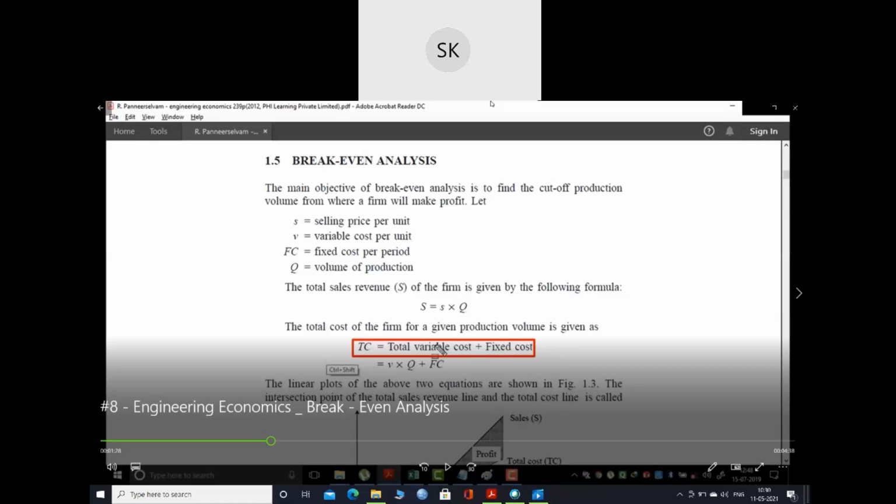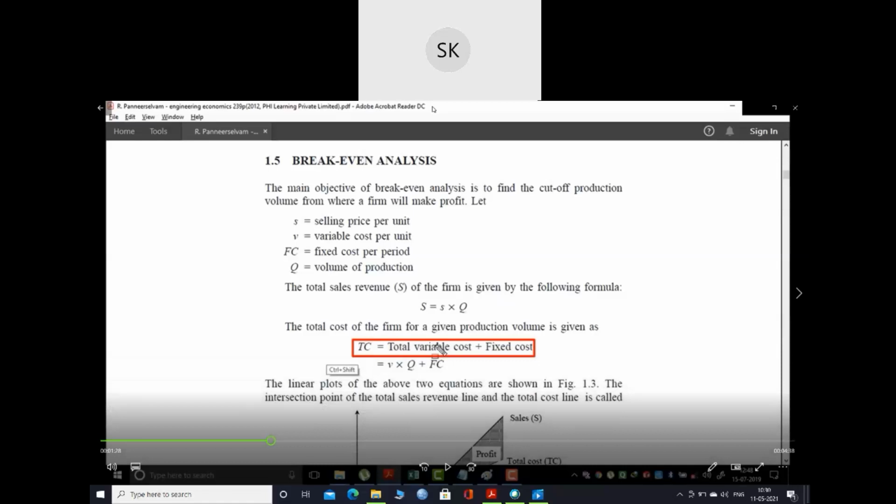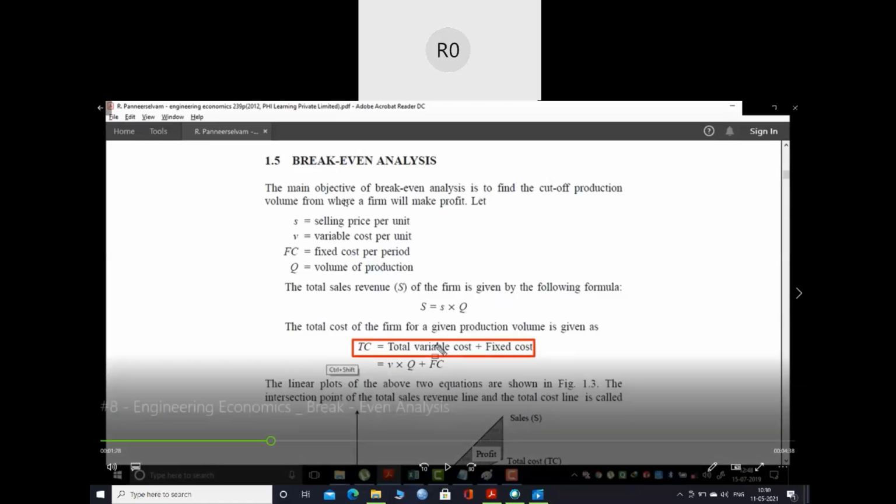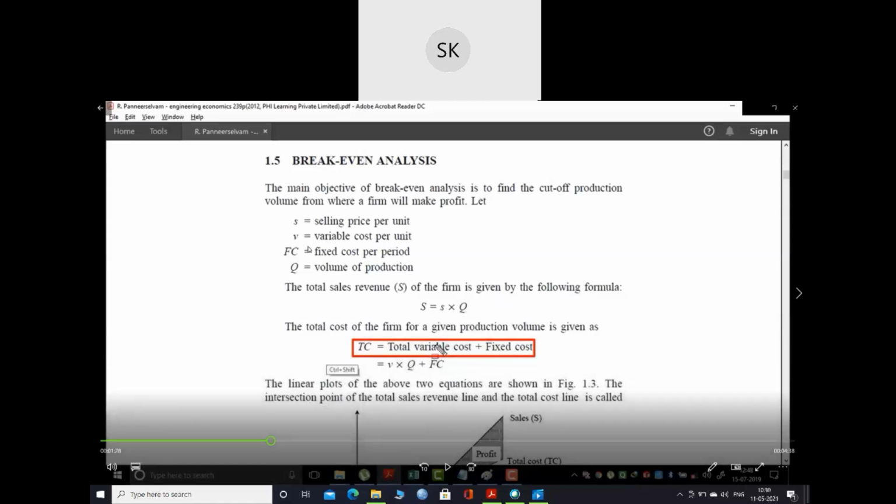Ma'am, yes ma'am. How is selling price different from fixed cost? Fixed cost means there will be some fixed charges, na? Like GST. GST is a fixed cost, right? Whatever you purchase anywhere in India will have a GST, so you can take GST as a fixed cost. Understood? Clear? Okay, ma'am.